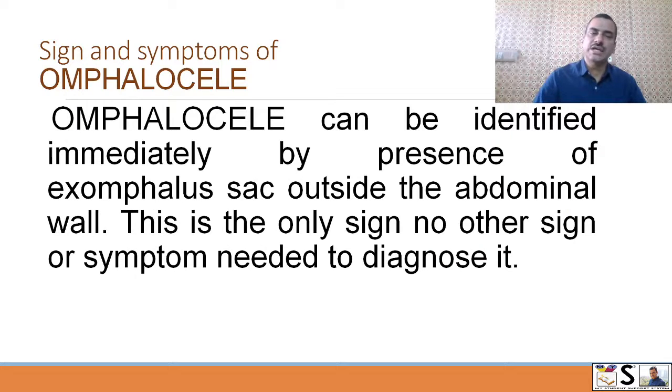Now we come to signs and symptoms of omphalocele. Omphalocele can be identified immediately just after birth by the presence of the exomphalus sac outside the abdominal wall. This is the only sign, no other sign or symptom is needed to diagnose it.